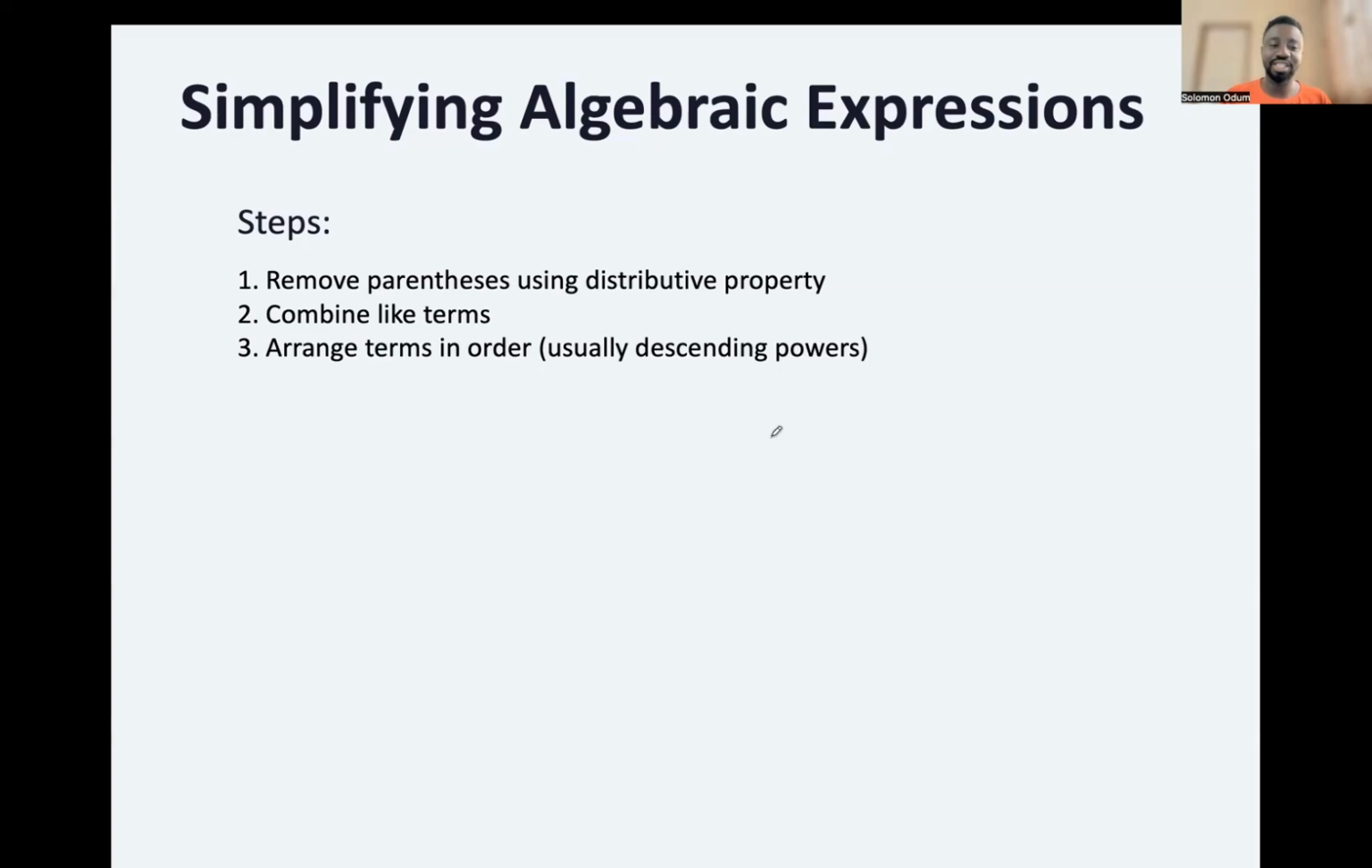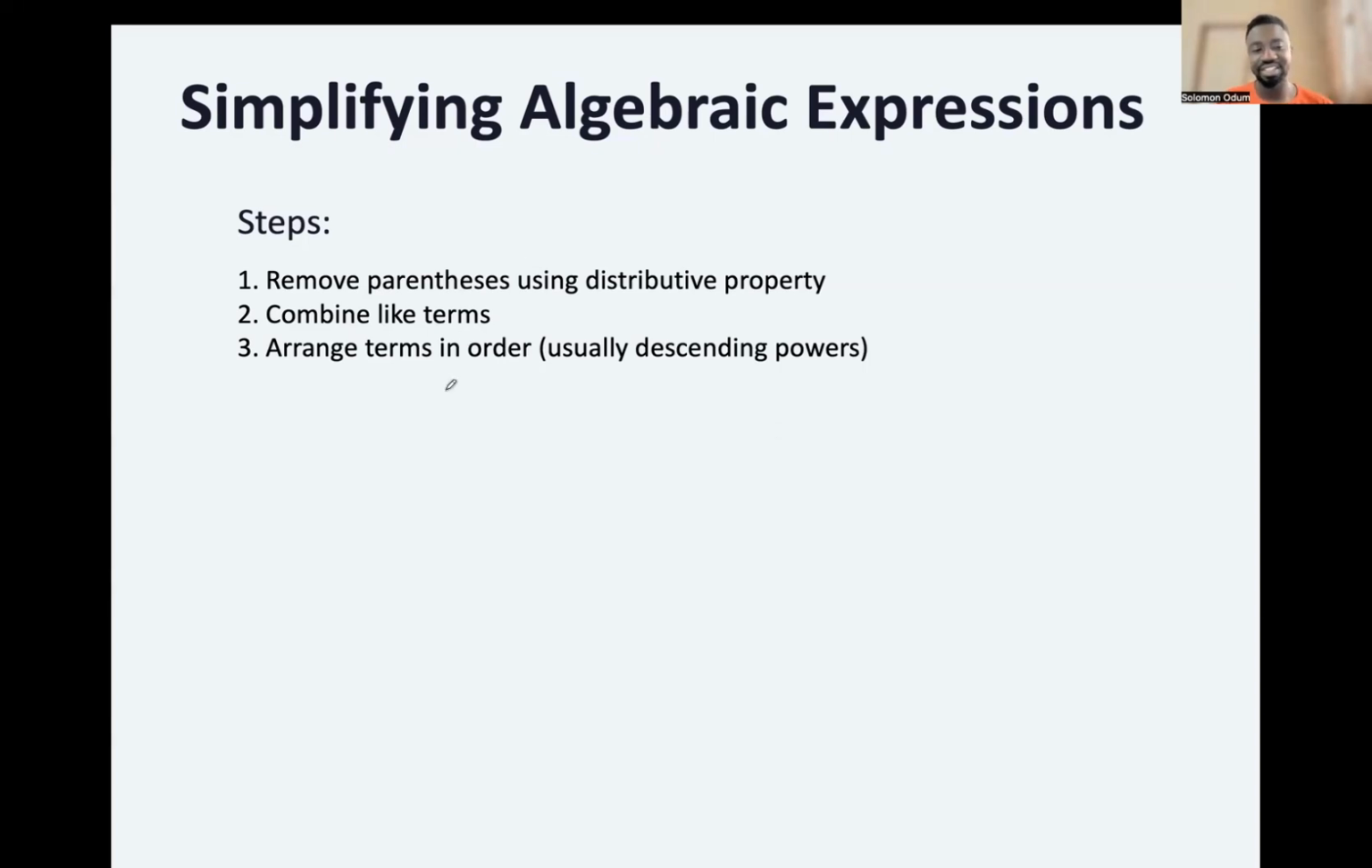The first one is to remove your parentheses, or brackets, using the distributive property. Then combine like terms and arrange the terms in order, usually descending powers.